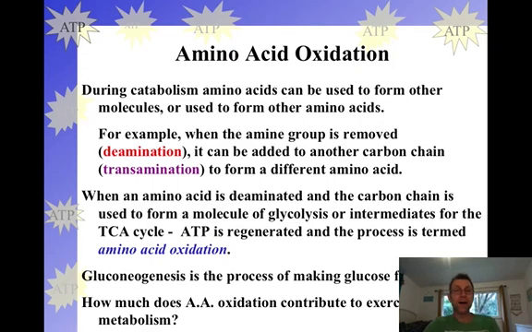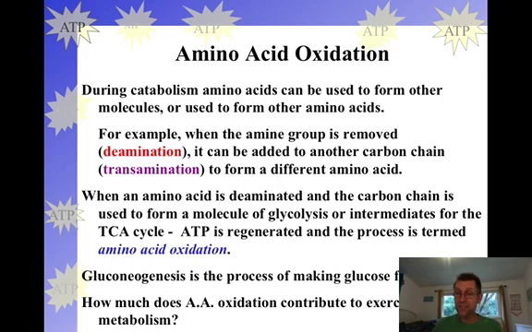And so the process of deamination is the removal of an amine group from an amino acid. Don't worry too much about this now. When we talk about amino acids, we'll talk about it a lot. And then when that is moved to another amino acid or to form a new amino acid, we call that transamination. So our body can make amino acids.